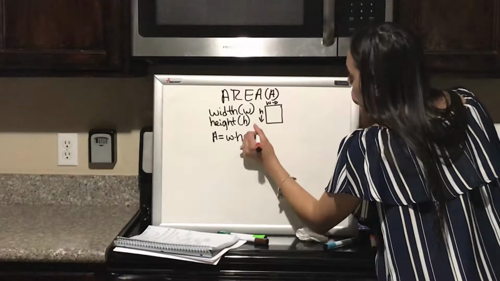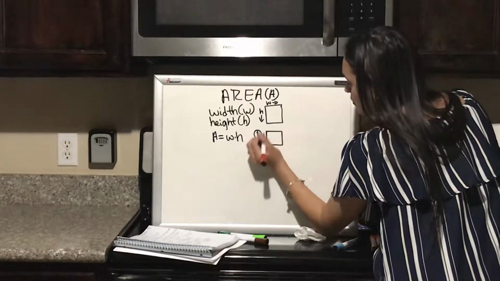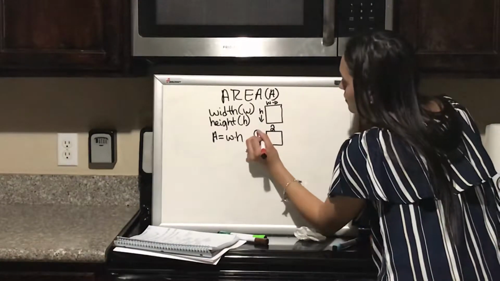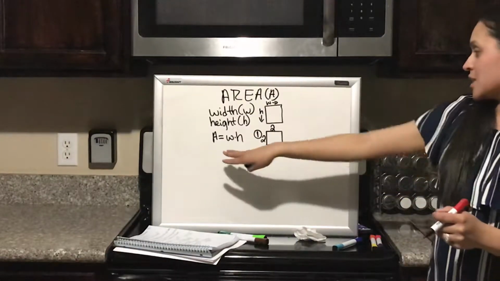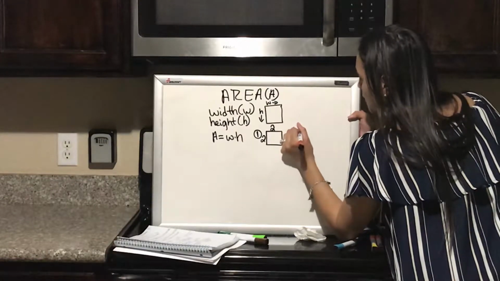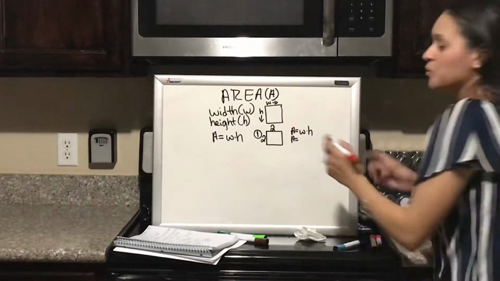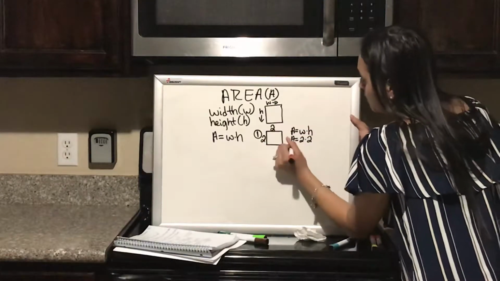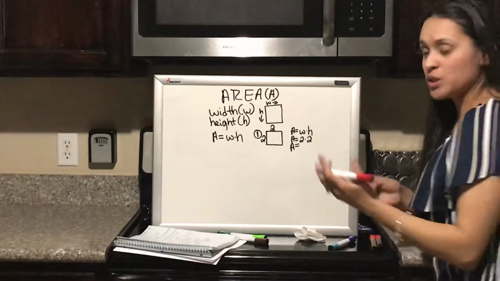In our first example, we'll start with the square, whose measurements will be 2 units wide and 2 units tall. We can plug these measurements into our formula. So A equals W times H. So A equals 2, the width, times 2, the height. So A equals 2 times 2, which is 4.